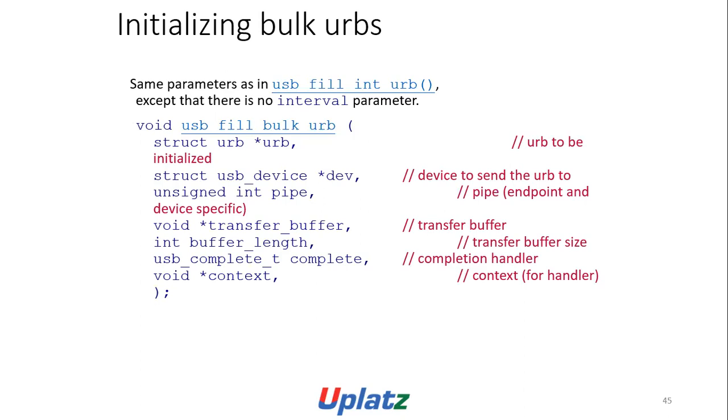Initializing bulk URBs: same parameters as in usb_fill_int_urb, except that there is no interval parameter. The URB to be initialized, device to send the URB to, pipe (endpoint and device specific), transfer buffer, size, completion handler, context for the handler.